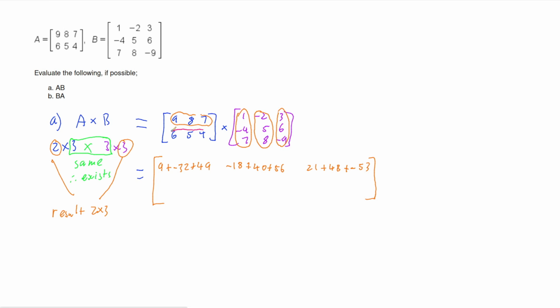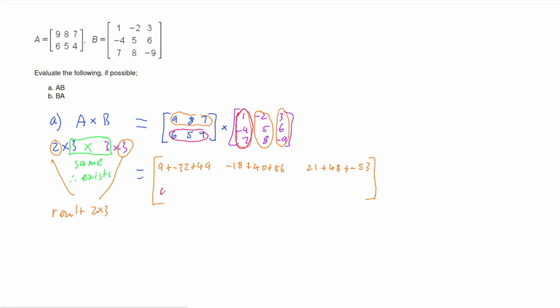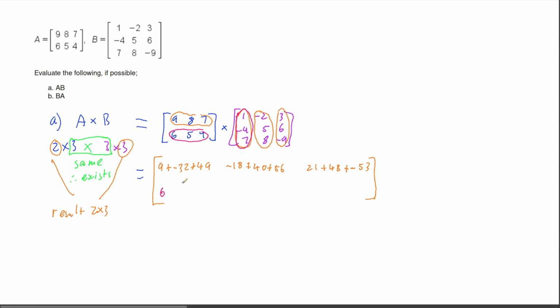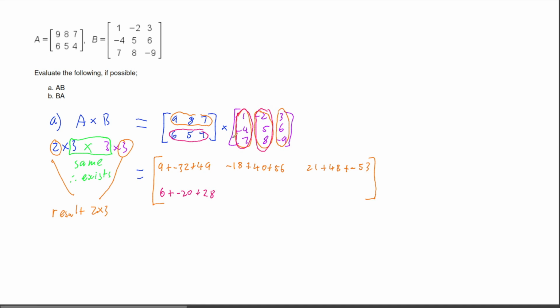So this row is now going to multiply onto the first column. 6 times 1 is 6. Add on 5 times negative 4, which is negative 20. Add on 4 times 7, which is 28. Move on to the next column.